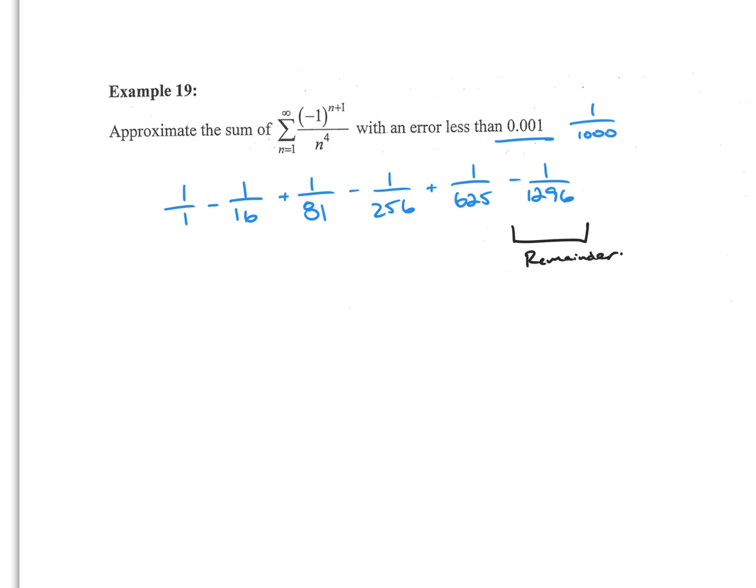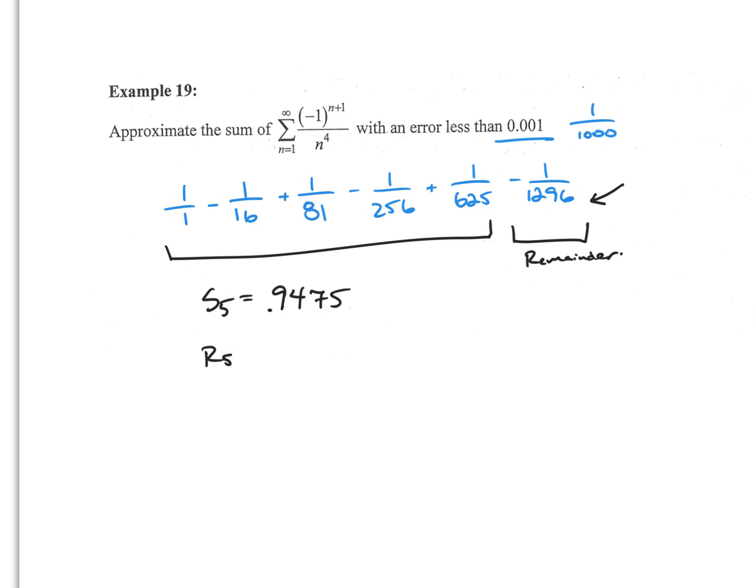Now, how many terms did I need to get my sum to have a remainder less than 0.001? 5. I had 5 terms. So my S sub 5, I add those together. 0.9475. All right. So my 5th partial sum would be 0.9475. And so my remainder, my R5, it's not called a 6th.